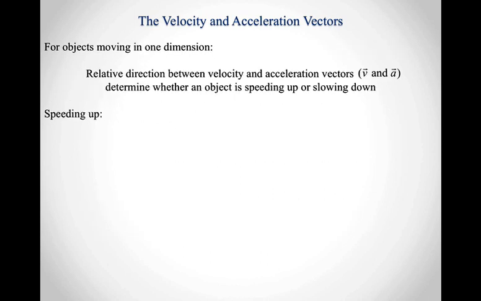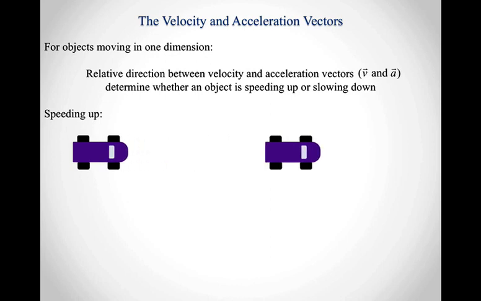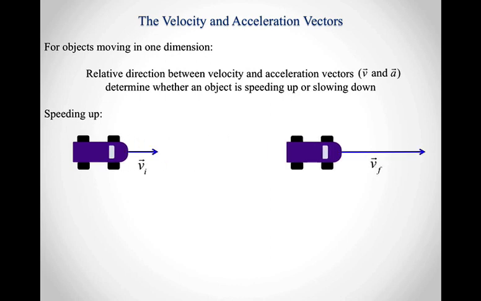Well, let's start with speeding up. If I want to think about speeding up or slowing down, what I'm really thinking about is the relative direction between the velocity and acceleration vectors. So for speeding up, let's start there. Here's my car, and let's say I have some image of it initially, some image of it at the end, so I know that at some initial point in time, it has some velocity vector that we've labeled v initial. At some final point in time, it's got a different velocity vector. We've labeled it v final.